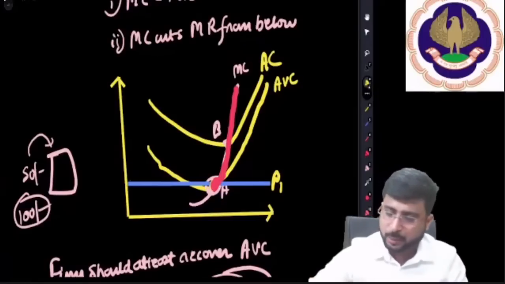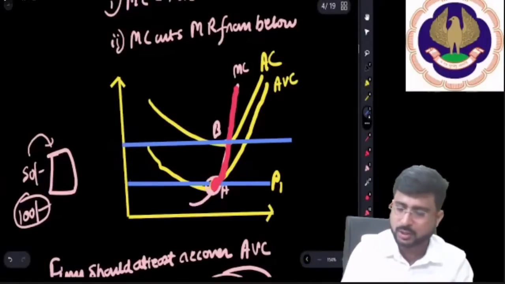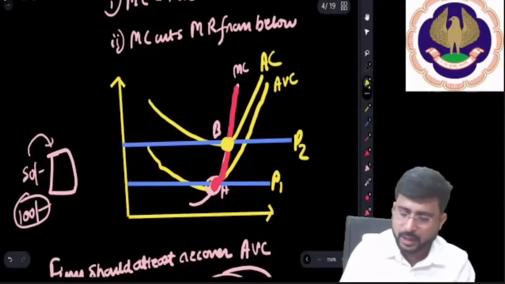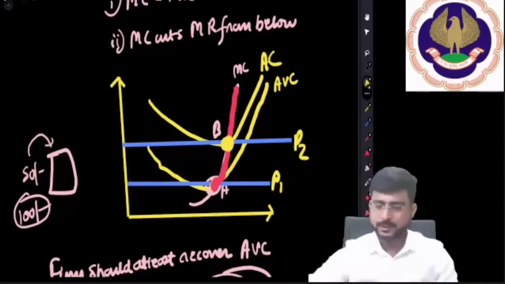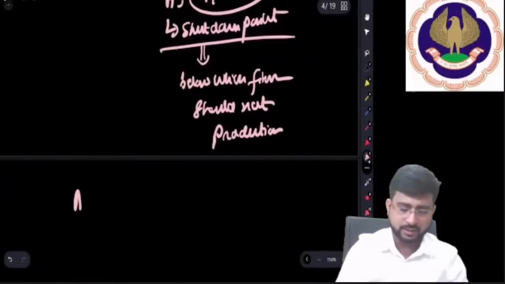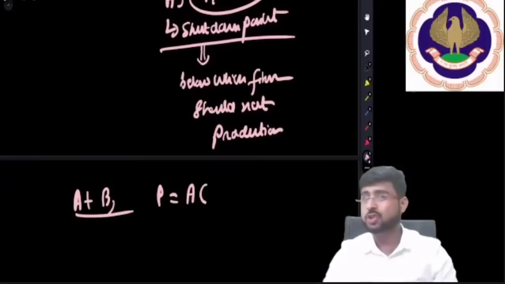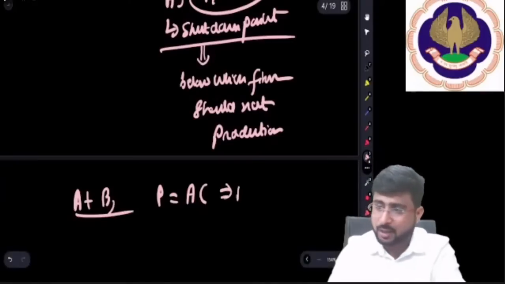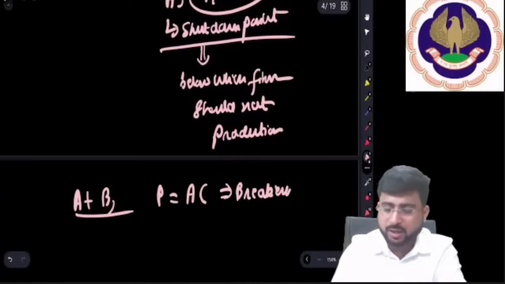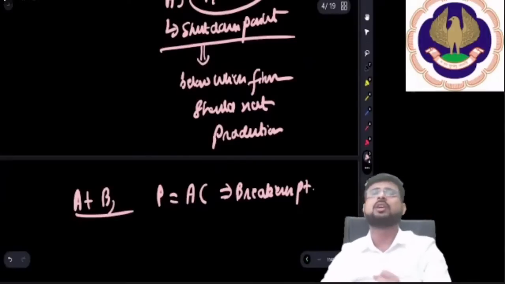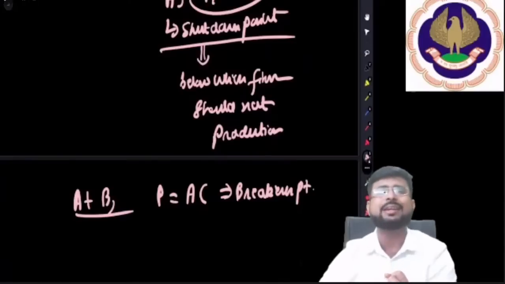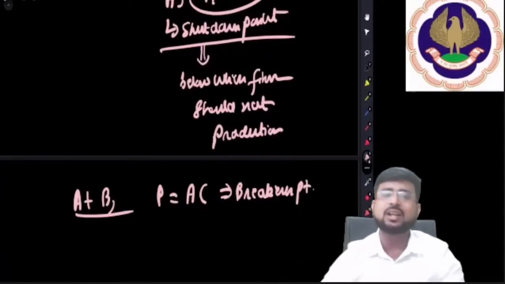And you know, there is another price which is interesting to note. You see, price level 2, P2, at point B. What is happening here, sir? I'll tell you. Guys, at point B, price is equal to average cost. This is not called the shutdown point. This is called the break-even point. Break-even point means the firm is neither receiving any profit nor incurring any loss. That's what it simply means.